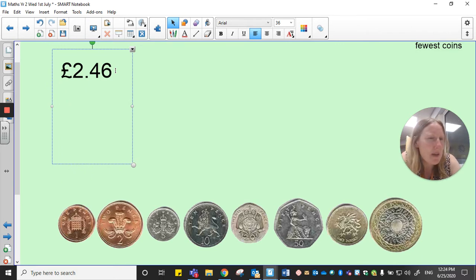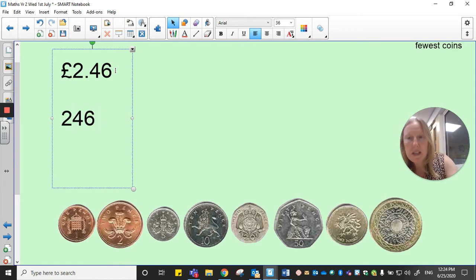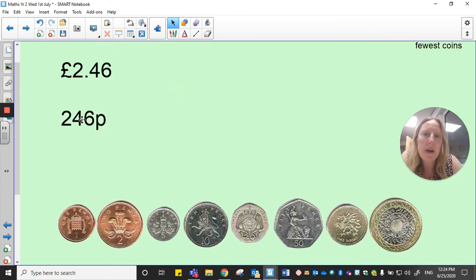The other thing, so you might find it easier, think about that £2. £2 is how many pence? It's 200. And then we've got the 46 pence. So that's another way of writing it. That might help you with the coins. So pause the video. You know what to do. Off you go.